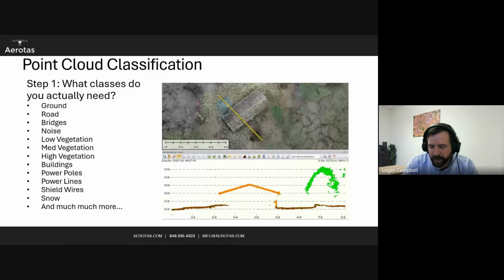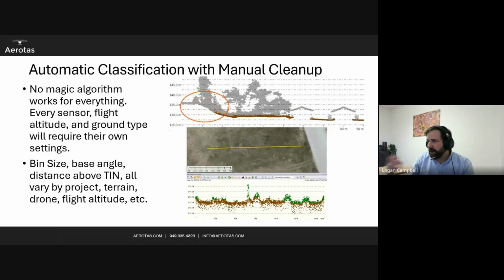But also, this is a very costly step because it requires manual cleanup, so you shouldn't actually do more than you need. Most projects, especially if you're doing topo, you just classify between ground and non-ground. Often, the best way to do it is automatic classification with manual cleanup. Here are just some examples of what an algorithm might do as far as poorly classifying ground versus non-ground.